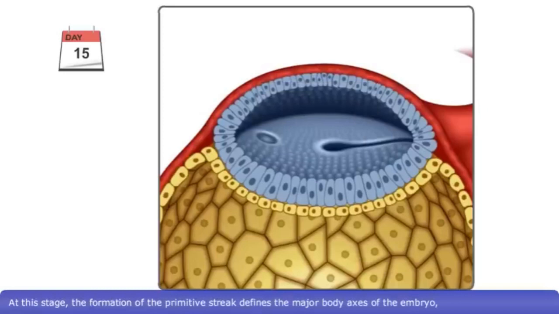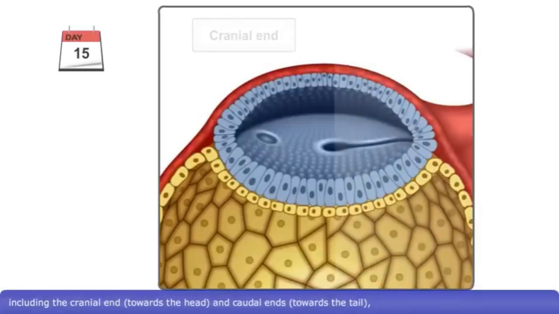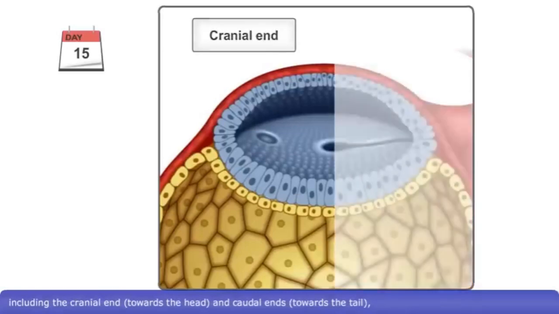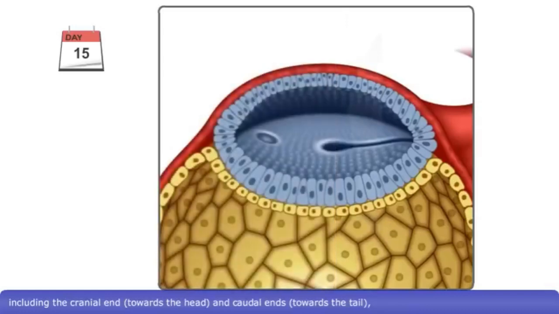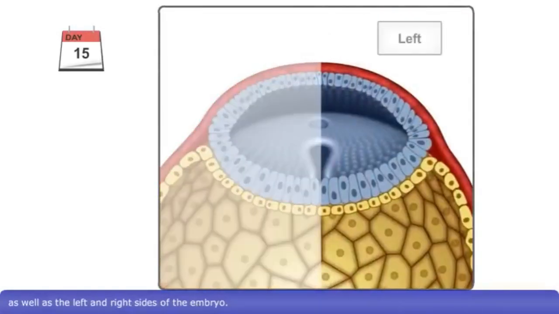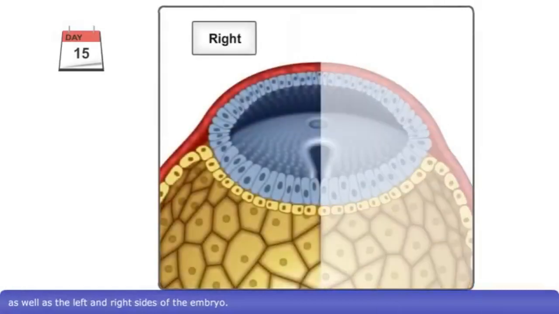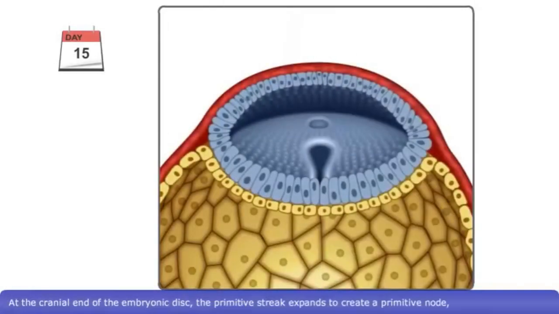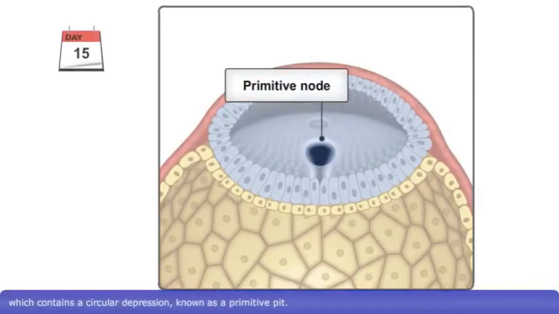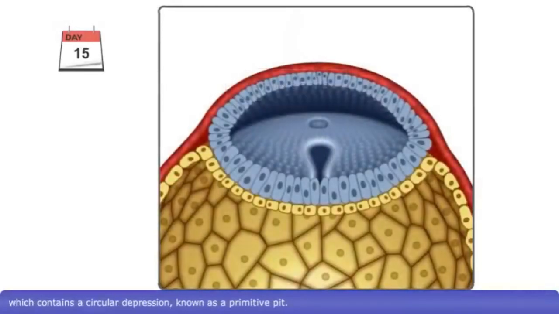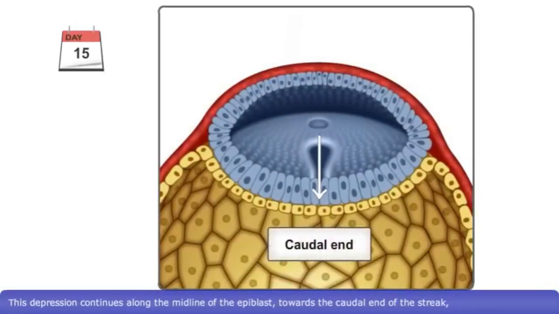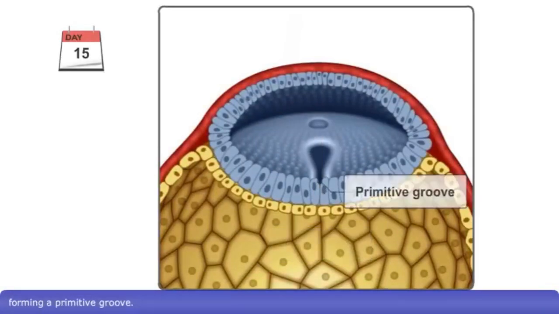This is called the primitive streak. At this stage, the formation of the primitive streak defines the major body axes of the embryo, including the cranial end towards the head and caudal ends towards the tail, as well as the left and right sides of the embryo. At the cranial end of the embryonic disc, the primitive streak expands to create a primitive node which contains a circular depression, known as a primitive pit. This depression continues along the midline of the epiblast towards the caudal end of the streak, forming a primitive groove.